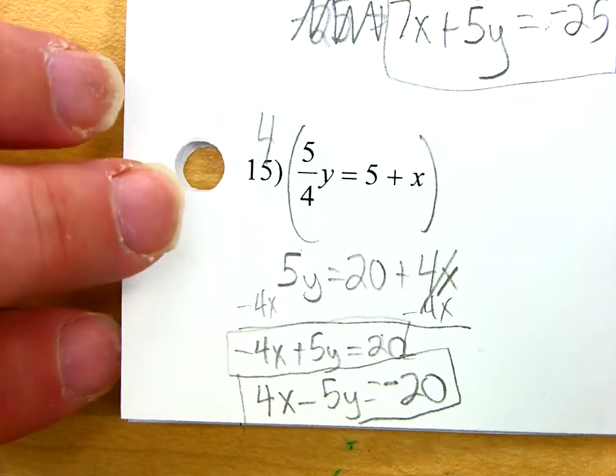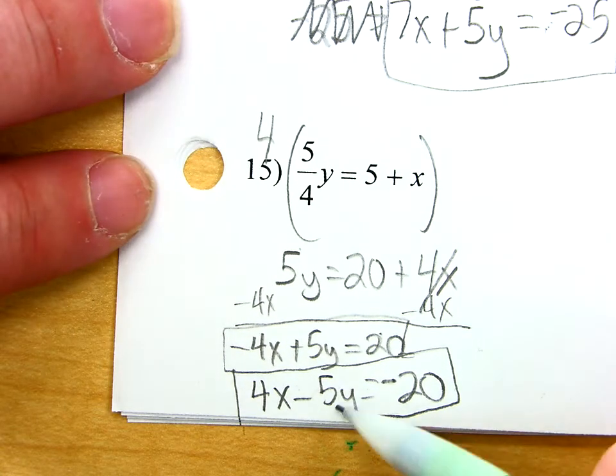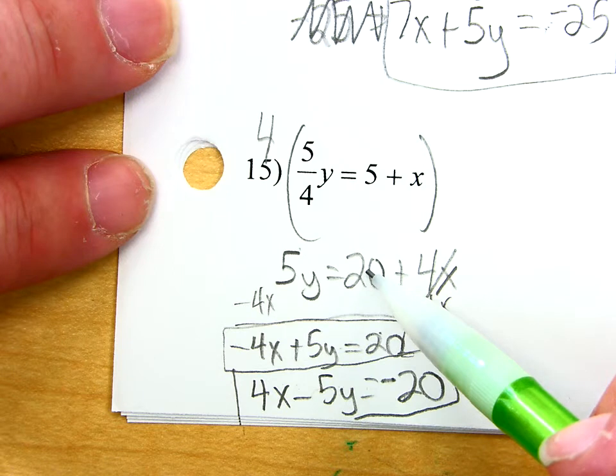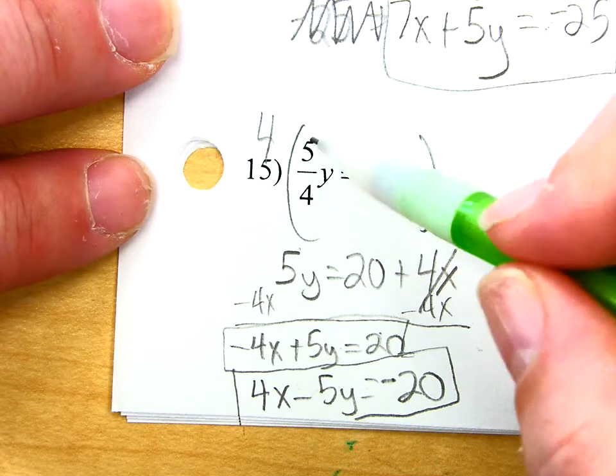Does that make sense? Yep. I can get 5y. Isn't 4 divided by 4 1? Oh, wait.